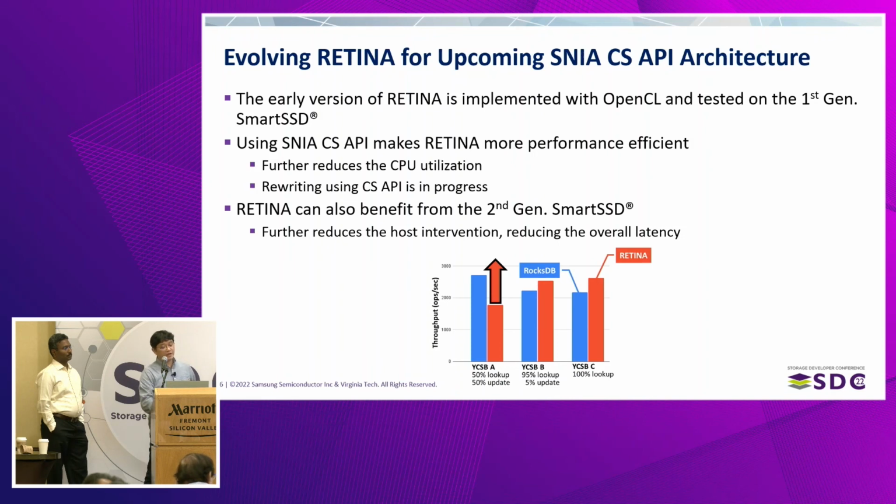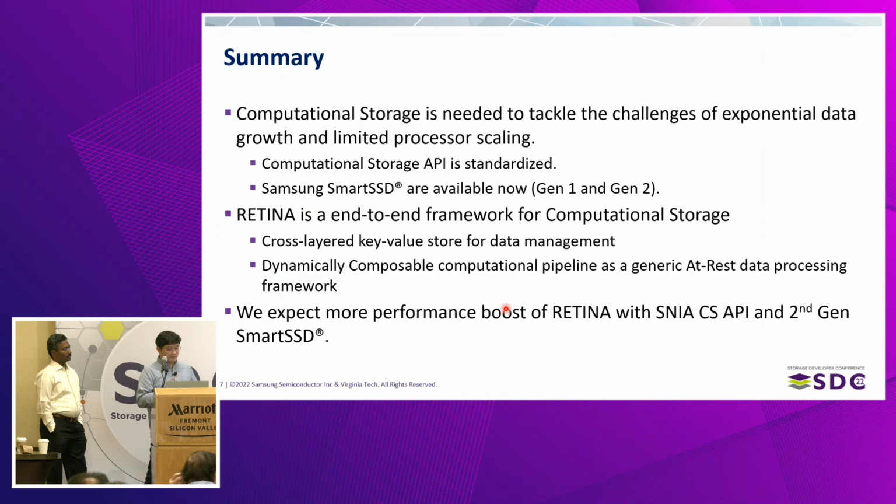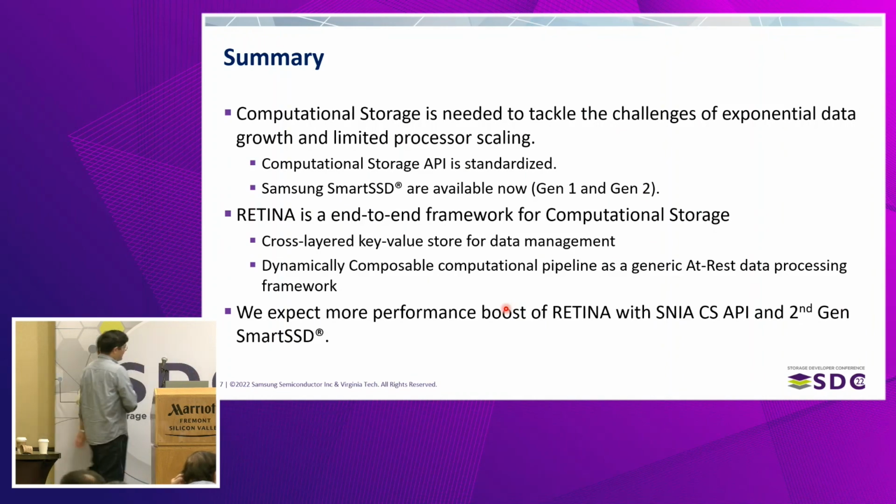But if we leverage the CS API and SmartSSD Gen 2, we expect to improve performance by reducing those additional interactions between the FPGA and the CPU. Okay, that's my part.